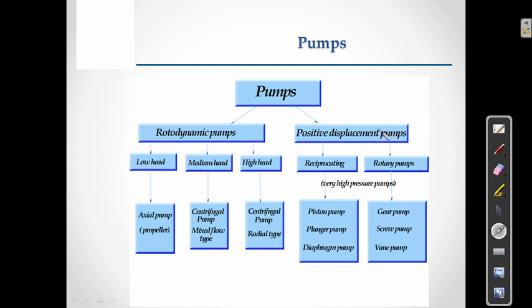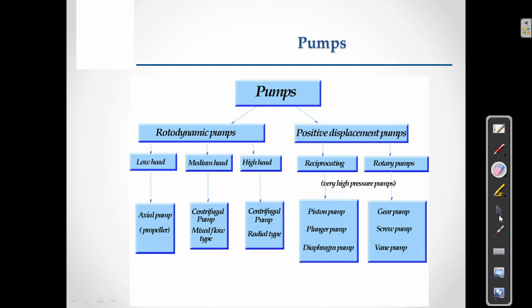Then we'll move over to positive displacement pumps. In positive displacement pumps, there are two types. The first one is reciprocating and the other is rotary pumps. These are very high pressure pumps. Both reciprocating and rotary pumps give high pressure. Examples of reciprocating pumps are the piston pump, plunger pump, and diaphragm pump. Likewise, the rotary pumps are the gear pump, screw pump, and vane pump.